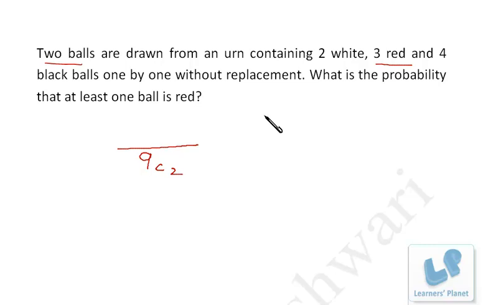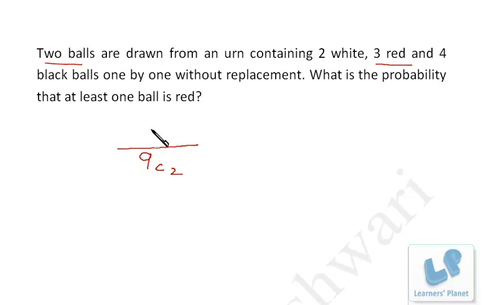Now we have the combinations of 2 balls where we want at least one ball to be red. So we can get various combinations: one white, one red, or one black, one red, and other combinations as well, when we are getting 2 red balls. But that will be a bigger, lengthy process. What we can do is not take even a single red ball and get that probability.